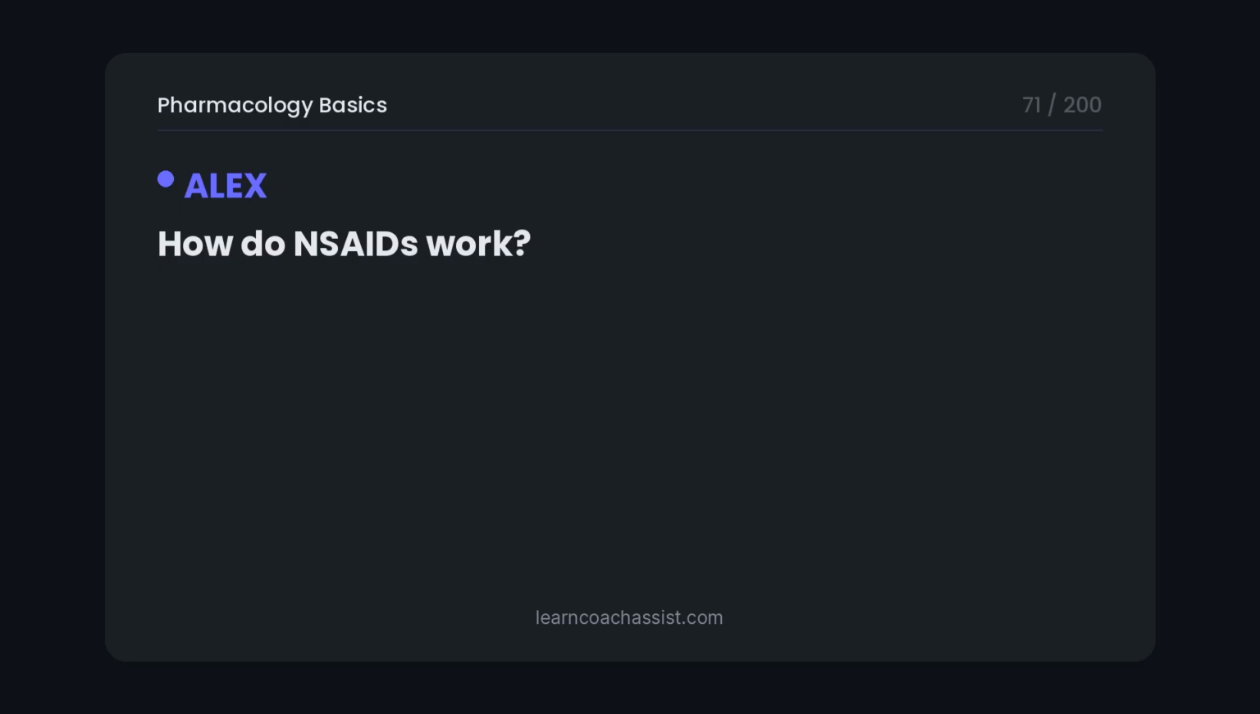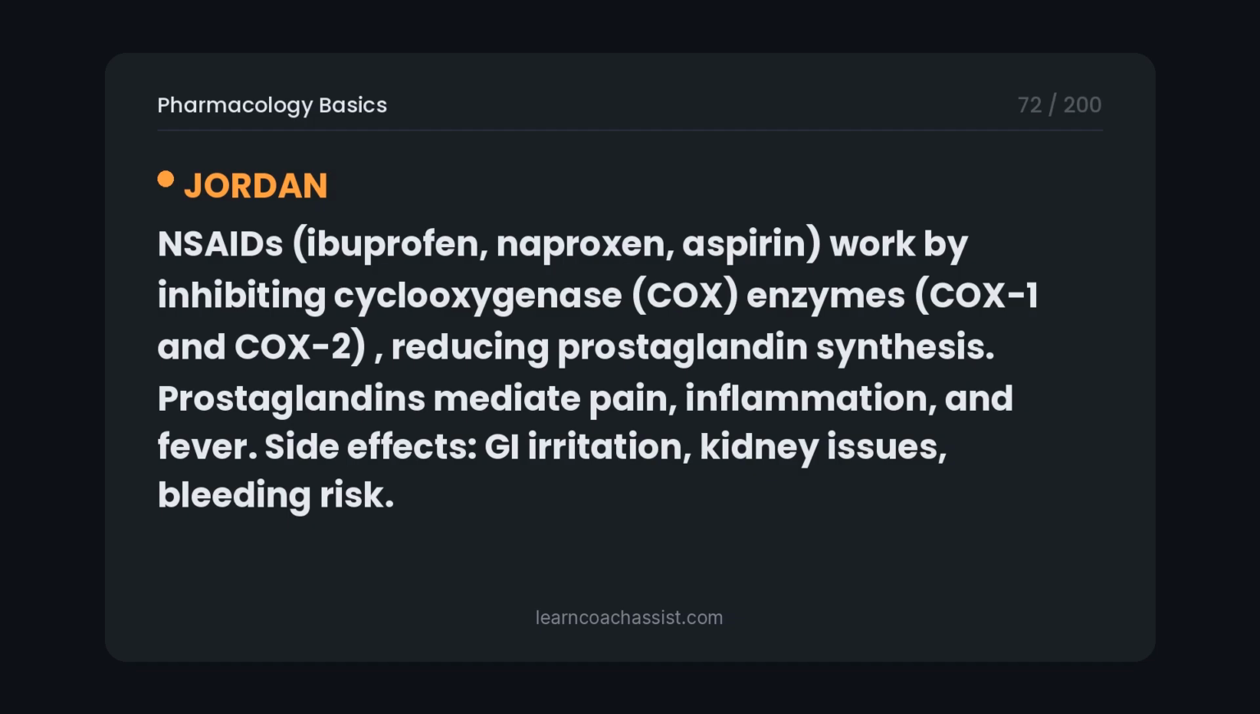How do NSAIDs work? NSAIDs, ibuprofen, naproxen, aspirin, work by inhibiting cyclooxygenase, COX, enzymes, COX-1 and COX-2, reducing prostaglandin synthesis. Prostaglandins mediate pain, inflammation, and fever. Side effects: GI irritation, kidney issues, bleeding risk.